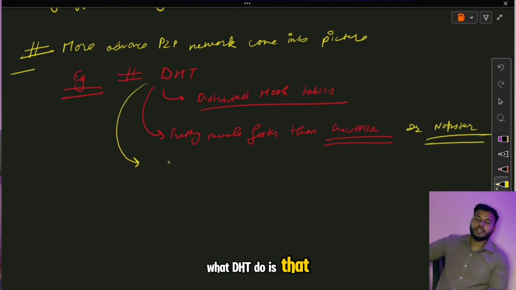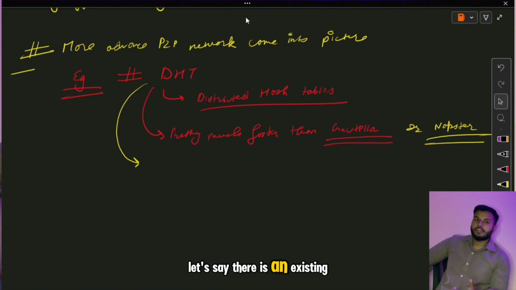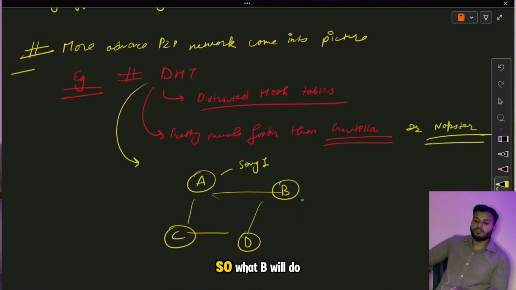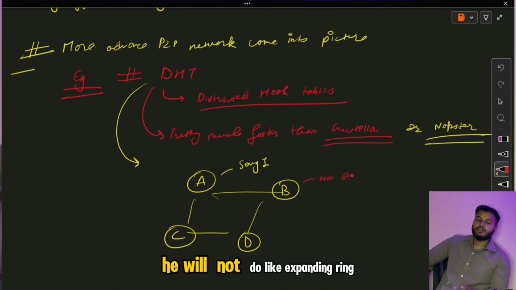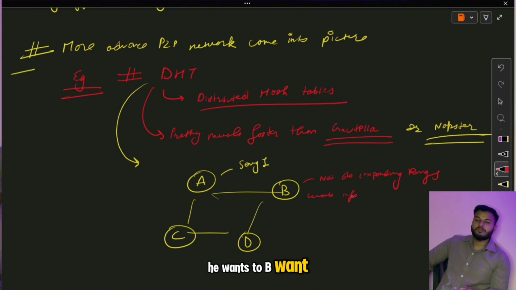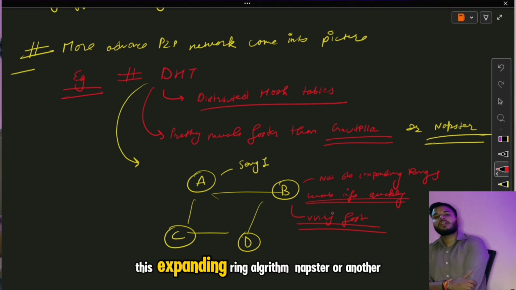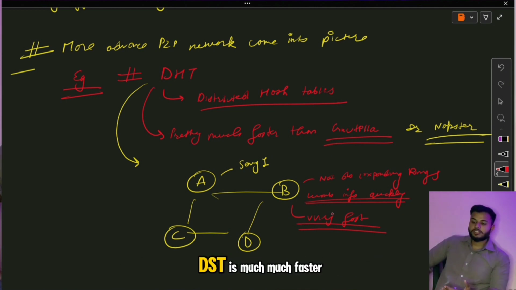What DHT does is this: let's say there is an existing network and A has song 1, and B wants that song. In order to find the information using the distributed hash table, B will not do the expanding ring search that we saw in Gnutella. B wants the information very quickly, much faster than Gnutella. That is the main application of DHT. It is much faster than the normal expanding ring algorithm, or the centralized server that we have seen.